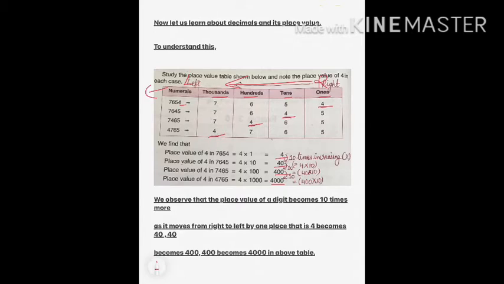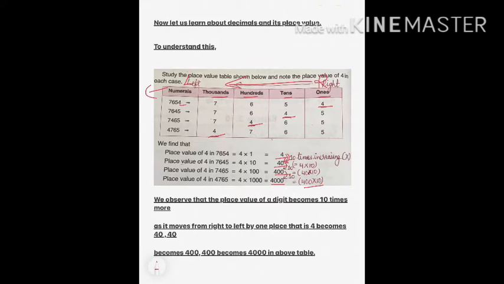So what we observed here is that as we move in a place value chart from right to left, the place value is increasing. And by how many times is it increasing? By 10 times. Here it is 4, and 4 to 40 is multiplied by 10. 40 to 400 is multiplied by 10, and 400 to 4000 is multiplied by 10. So the value is increasing by 10 times.